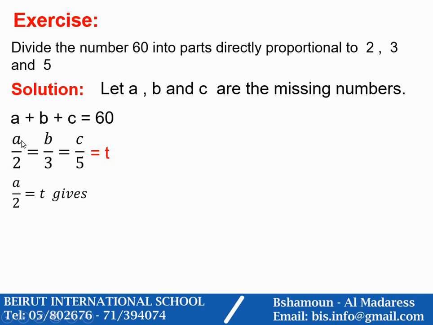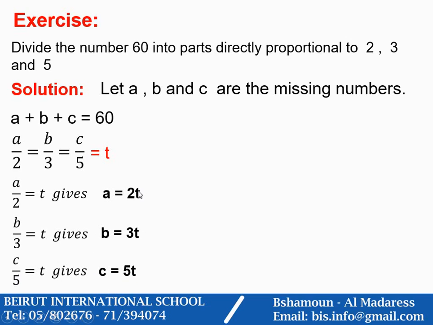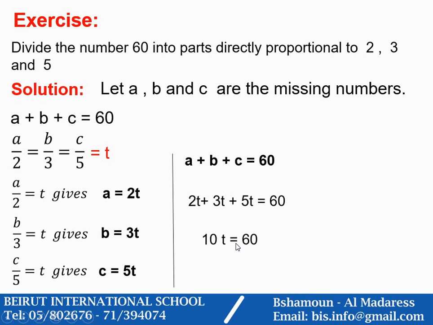So you write equal t. And then you take the first one, a over 2 equal t. You do cross multiplication, you get a equals 2t. The second one equal t, you do cross multiplication, b equals 3t, and the third one equal t, and cross multiplication, c equals 5t. Here you have a, b, and c, but in terms of t. So what to do? You take this relation and you substitute a by 2t, b by 3t, c by 5t. So you get 10t equals 60, which means t equals 6.